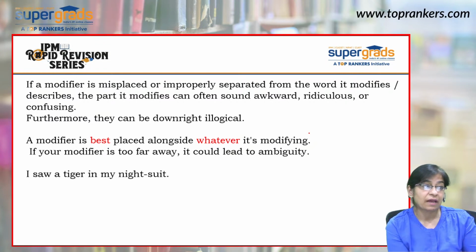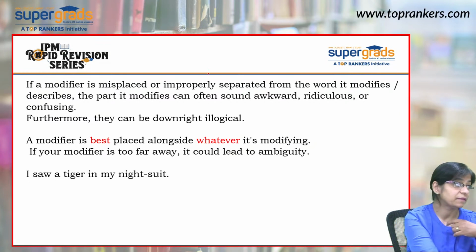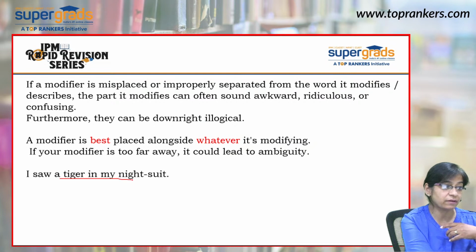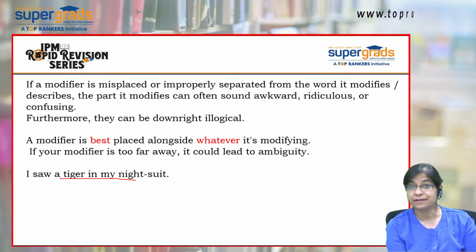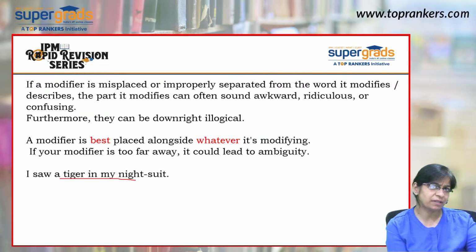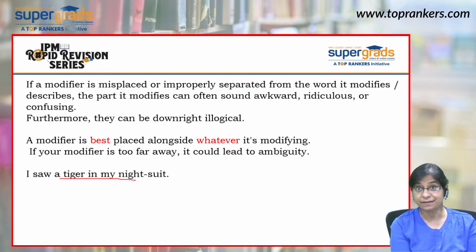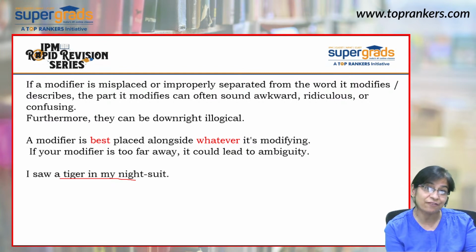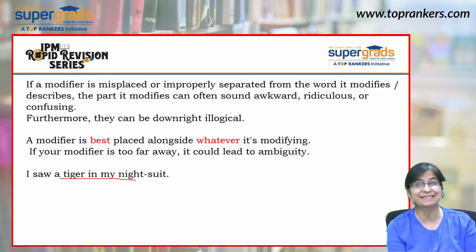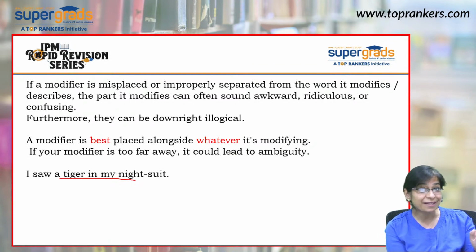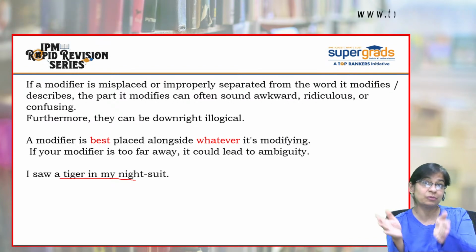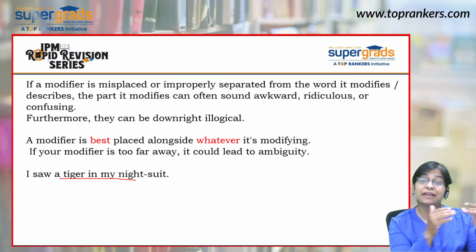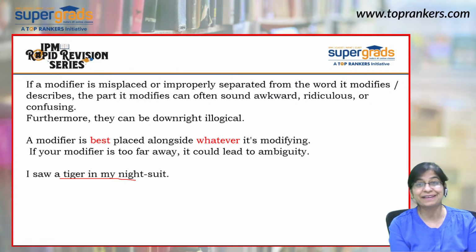Now, look at the example that I've given here. This one says, I saw a tiger in my night suit. Now, what idea does this sentence convey to you? I saw a tiger in my night suit. You're probably thinking that you were in the night suit and you saw the tiger, right? But if you read the sentence carefully, that is not what the sentence is telling you. It's saying you saw a tiger in your night suit. So probably you are here. There is this tiger who's wearing a night suit. Read the sentence again. I saw the tiger in my night suit.